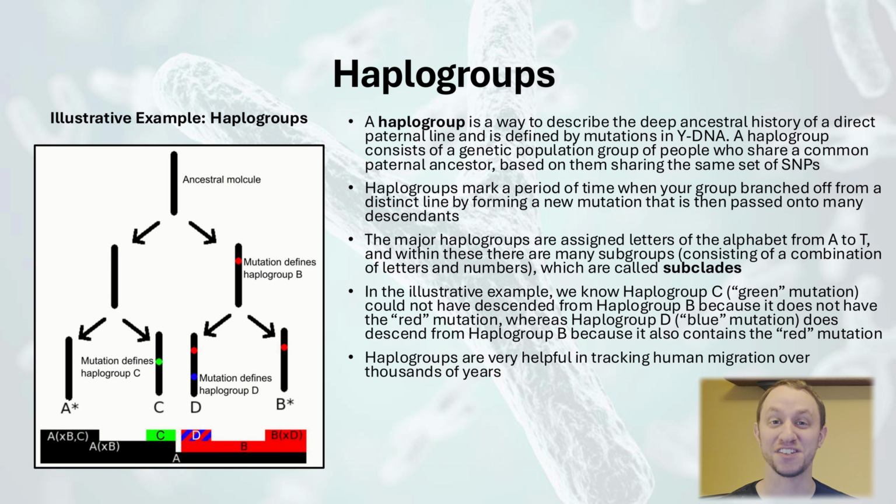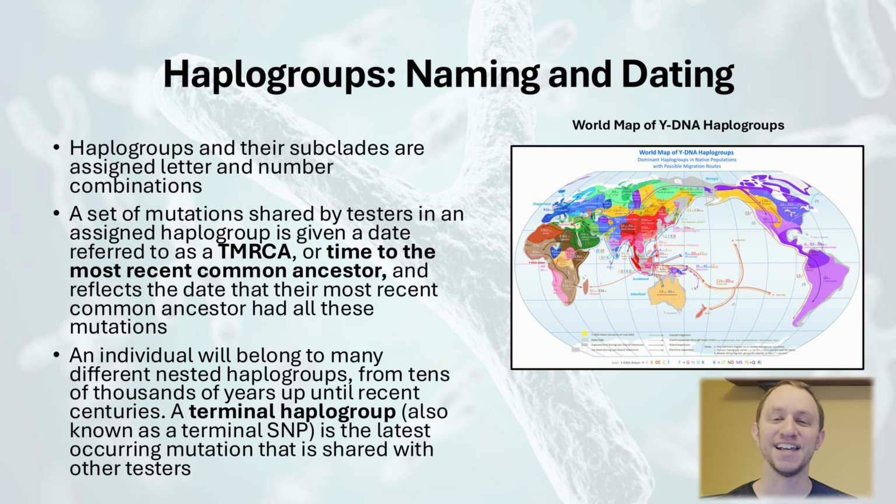Major haplogroups are labeled with letters A through T, and within those broad groups are many nested subgroups called subclades that contain letters and numbers. Think of it like Russian nesting dolls. You fit inside many different haplogroups, from those tens of thousands of years old down to your most recent one, called your terminal haplogroup.